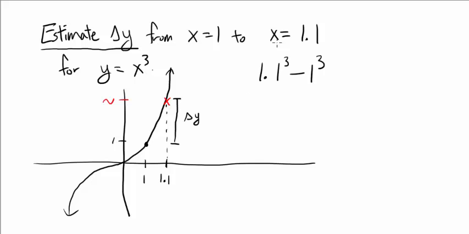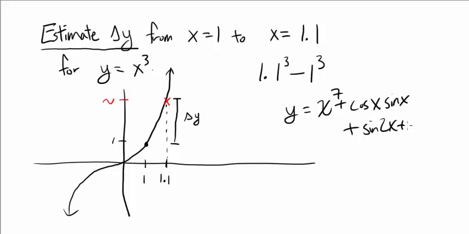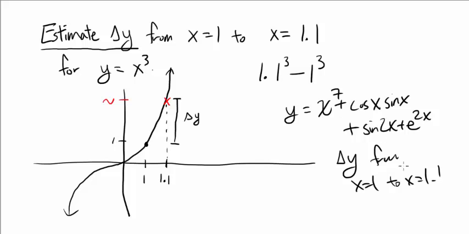Okay, arguably this is not too bad, but if you have a function y equals x to the 7th plus cosine of x sine of x plus sine of 2x plus e to the 2x, and they ask you to find delta y from x equals 1 to x equals 1.1, now this thing gets much more complex. But I want to start with an easy example and show you one way that we can estimate this change in y using a concept called differential. And I'm about to show you what that is.